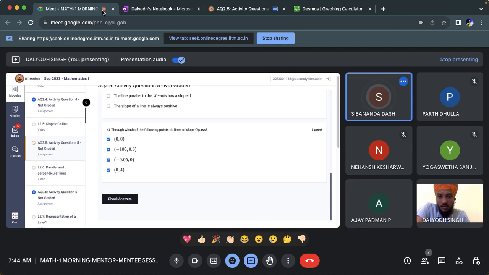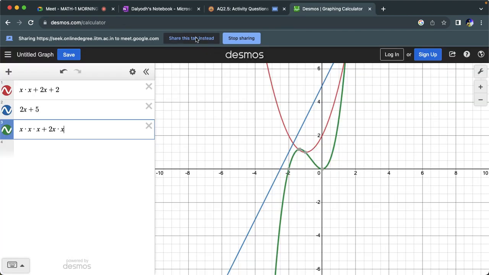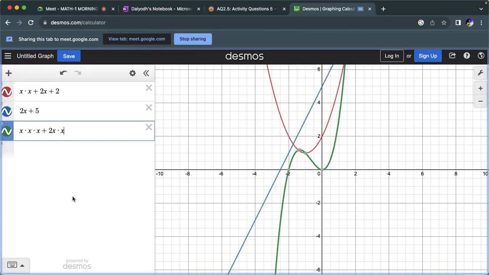Yeah, that's what I'm saying. But they are just asking about the lines which have slope zero only. Every point has both things. Maybe you can also draw a line like this. So let me just go to Desmos and see.